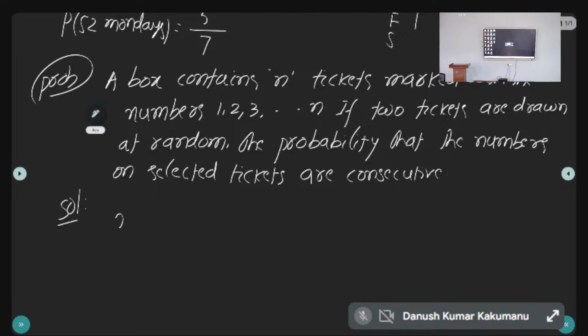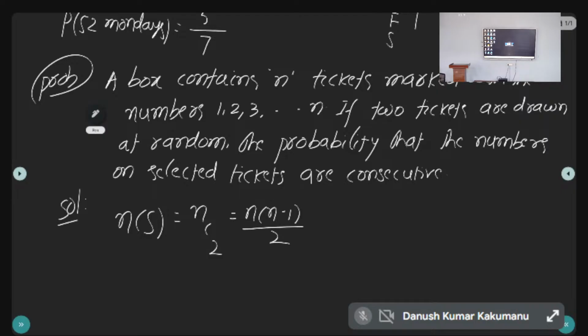N of S. How many tickets are available? All possible selections is the denominator. N tickets. Out of N tickets, how many tickets are we trying? Only 2. So that is NC2. Denominator is NC2. What is the NC2 value? N into N minus 1 by 2. That is the denominator. Now coming to the numerator is my question.